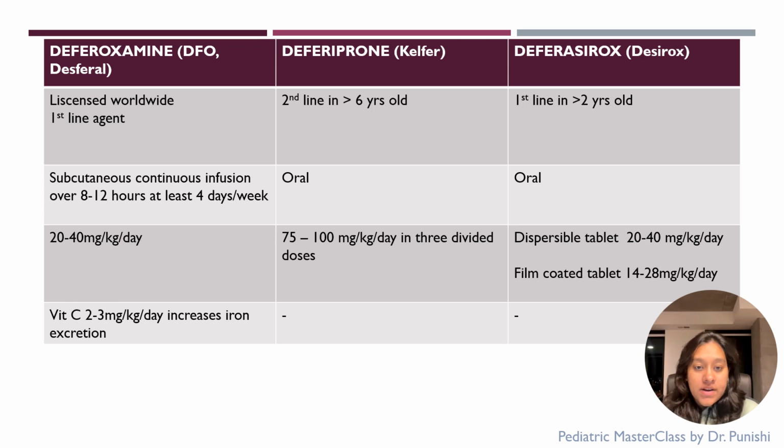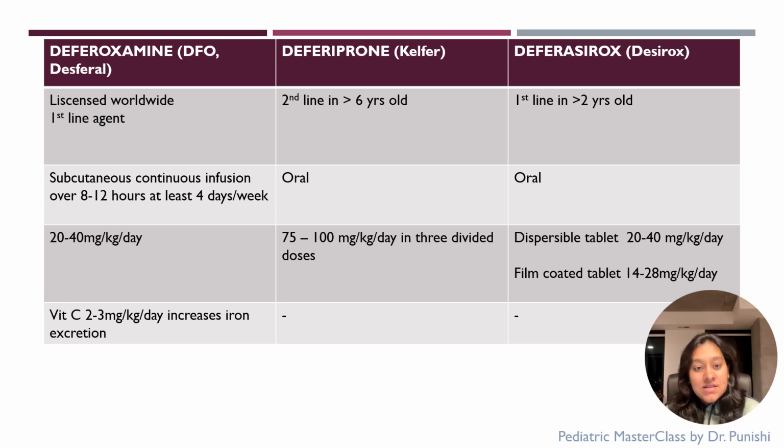First, we'll talk about deferoxamine. That was the first developed iron chelator and is licensed worldwide as the first line agent. However, it is supposed to be given as a subcutaneous continuous infusion over 8 to 12 hours, at least 4 days a week.